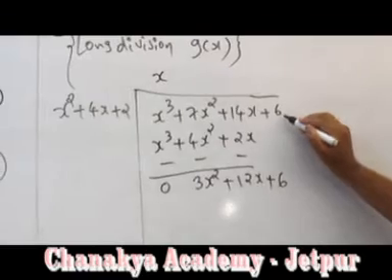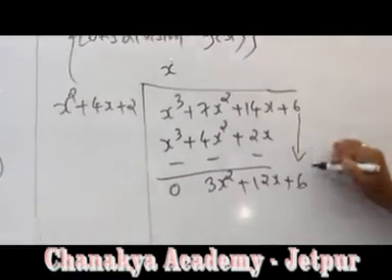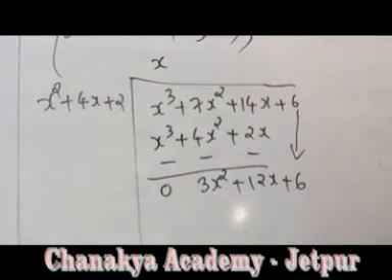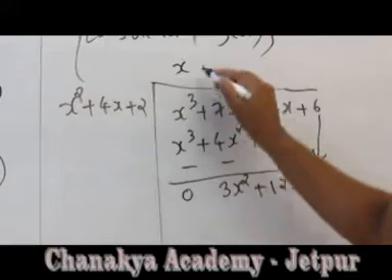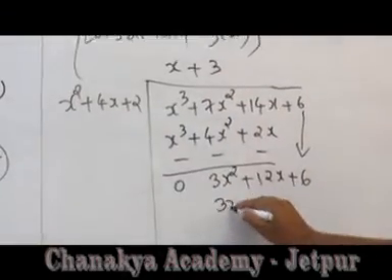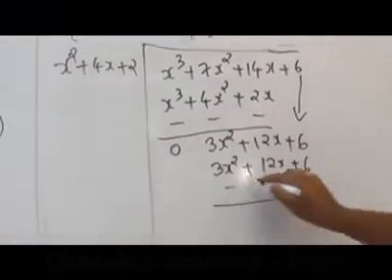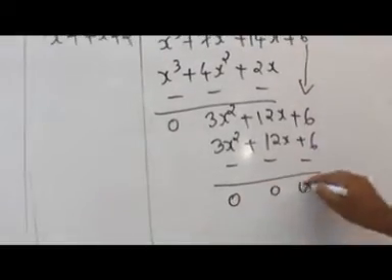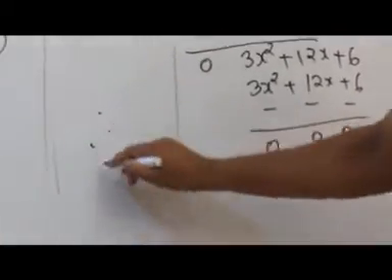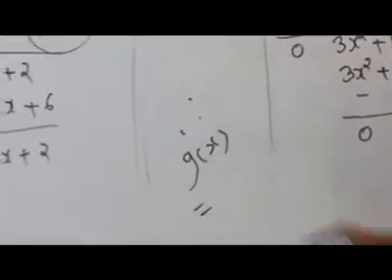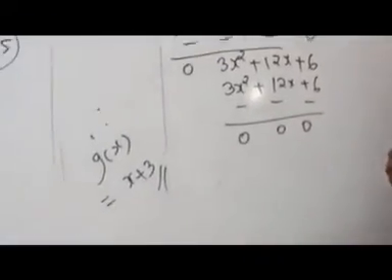We have brought 6 down. Now we are multiplying by 3 in order to obtain 3x square plus 12x plus 6. Now changing sign: 0, 0, 0. Therefore g of x equal to x plus 3. Student, we have successfully completed this sum.